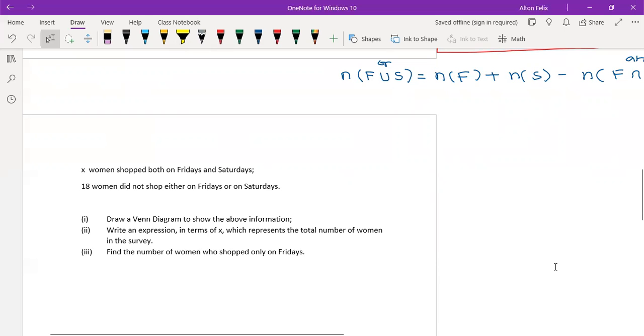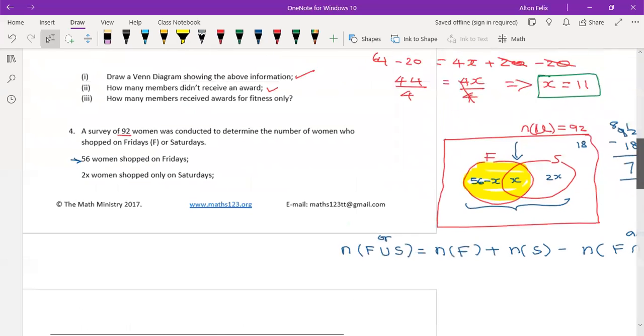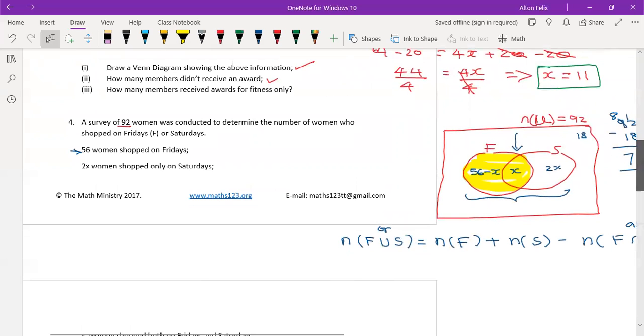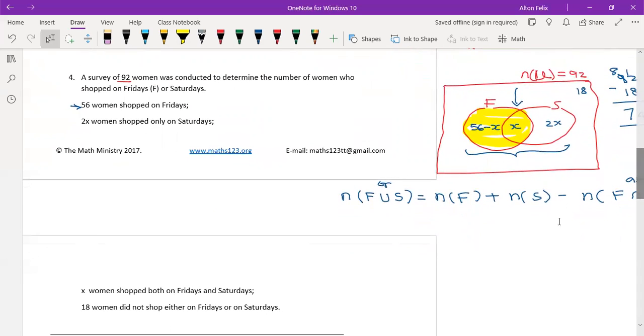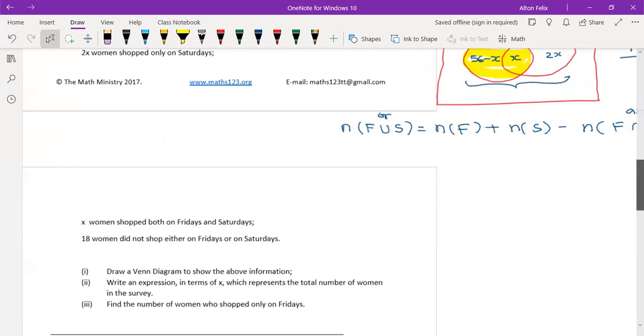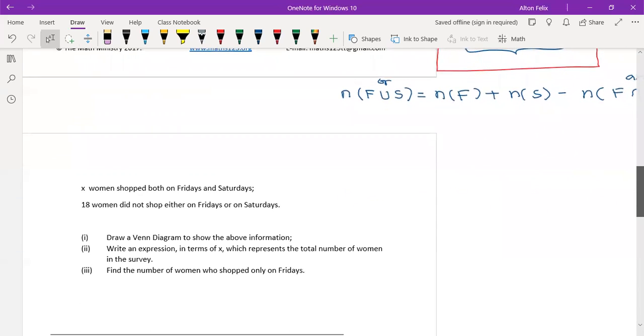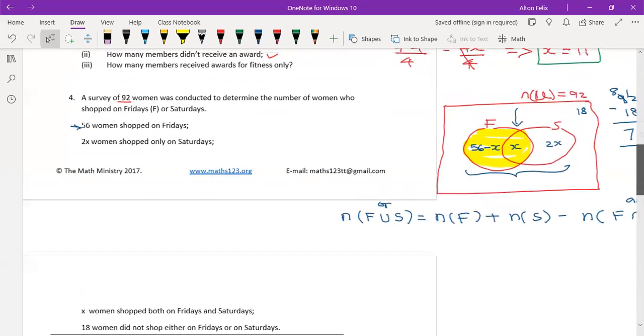All right, so let's go back to the diagram to do that. And then we want to find the number of women who shop only on Friday. So using the Venn diagram will be extremely important here. Right, so let's go back to the diagram. The expression for the total number of women in the survey. Right, this is the expression here.